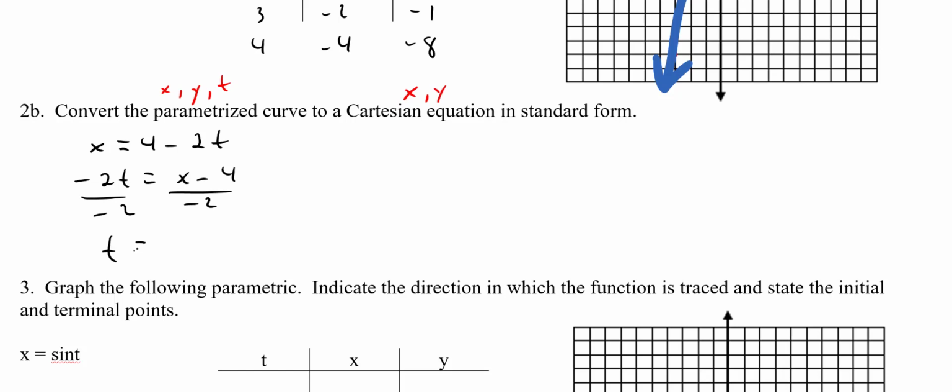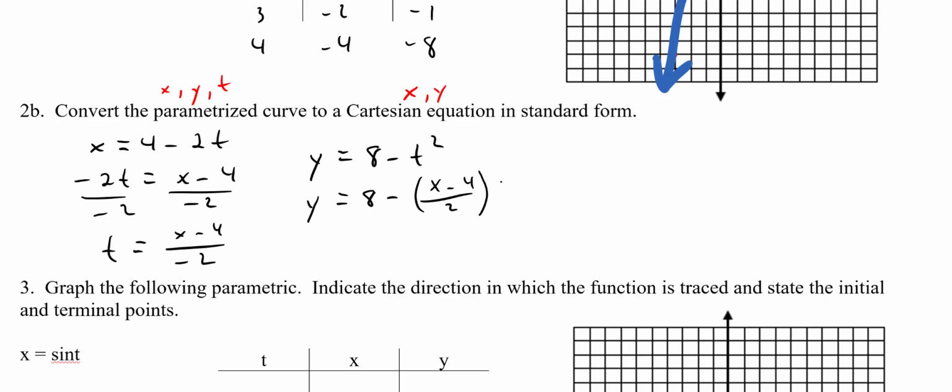So t is equal to x minus 4 over -2. Okay, that's pretty easy. And I'm just going to substitute it in for y. So y is equal to 8 minus t squared. So here we go. y is equal to 8 minus ((x minus 4) over 2) squared.